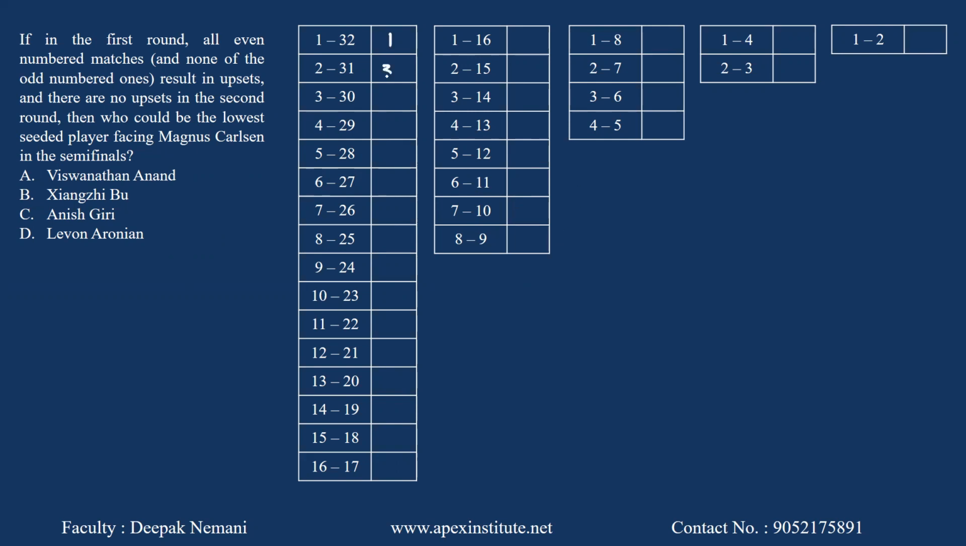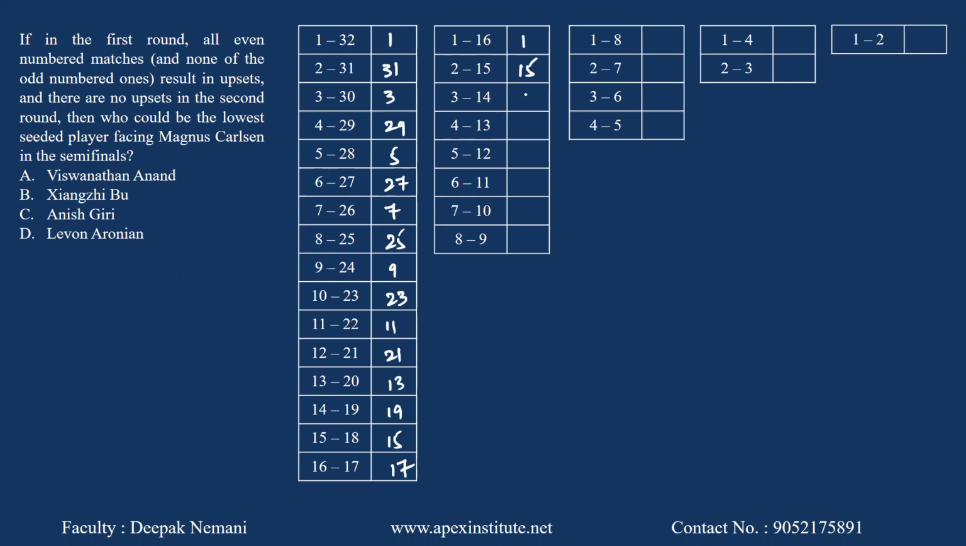So the winners are 1, 31, 3, 29, 5, 27, then 7, 25, 9, 23, 11, 21, 13, 19, 15, 17. And there are no upsets in the second round. So you have 1 and 16. Player 1 will win this game. Now 2 and 15. So this is a match between 31 and 15. So you'll have player rank number 15 winning this game.